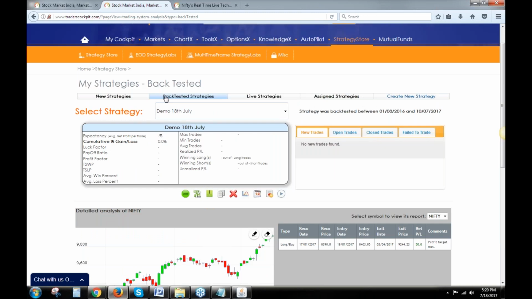Similarly, for your kind perusal, I can show you some strategy which has been backtested by me earlier, and the results look somewhat like this. Any of the strategy we can take in here.